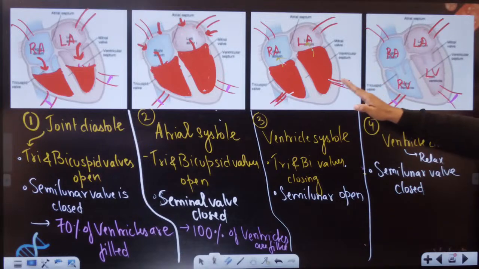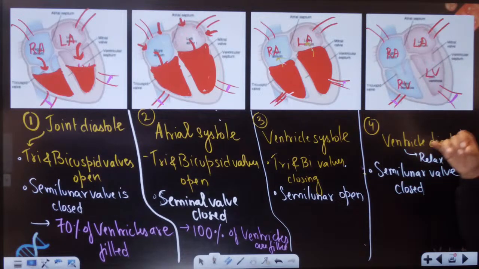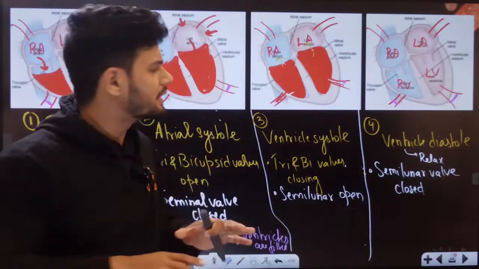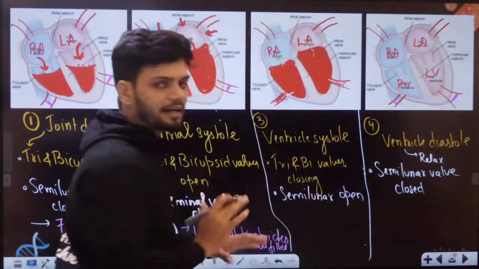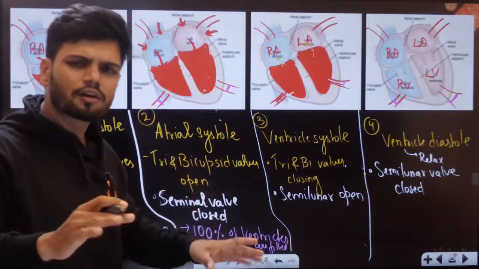Now, once all the blood is gone, we can relax the ventricles. So, both the ventricles are relaxed. Semilunar valves are closed right now.